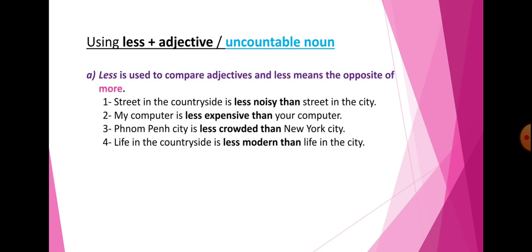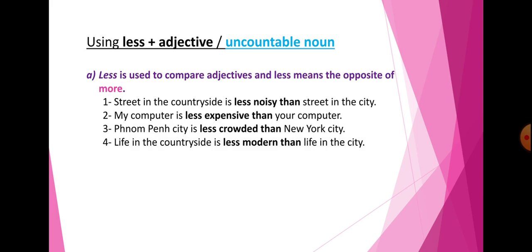A. Less is used to compare adjectives, and less means the opposite of more. Okay, so we study the four sentences here. Less plus adjective. 1. Street in the countryside is less noisy than street in the city. So in this example number 1, we compare the street in the countryside and the street in the city. So we have less plus noisy, an adjective. So we use it to compare between street in countryside and street in the city.